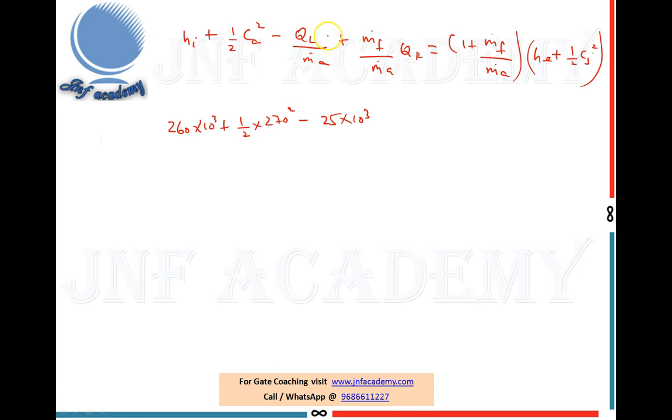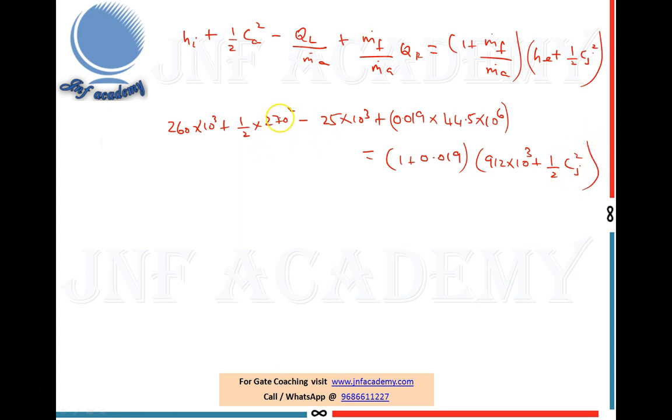So this is not just QL. QL divided by M dot A is 25 into 10 to the power 3 because it is given in terms of per kg. M dot F divided by M dot A is given 0.019 if I'm not wrong, into QR. QR is already correctly given 44.5, but it's megajoule, so 10 to the power 6. So that information is also given, which is equal to 1 plus 0.019 into HE is given, right? So HE is 912 into 10 to the power 3, that's HE, plus half into CJ square.